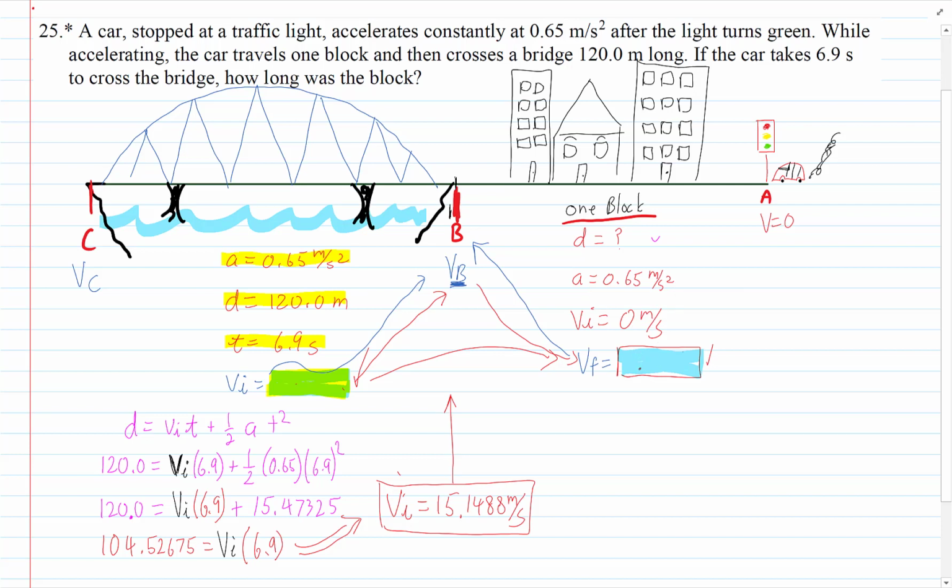Now that we have the final velocity, we have this blue shaded box. Let's just write it in there: 15.1488. So then there's three things here. We want to solve for D. The only thing we don't have is time. So the formula that we'll use is VF squared equals VI squared plus 2AD, and we're going to solve for D. So this is not too harsh. What's on the calculator is 15.1488, and we have to square that. And that has to equal 2 times 0.65 times D. I'll put D in black there just so it stands out. That's what we're solving for.